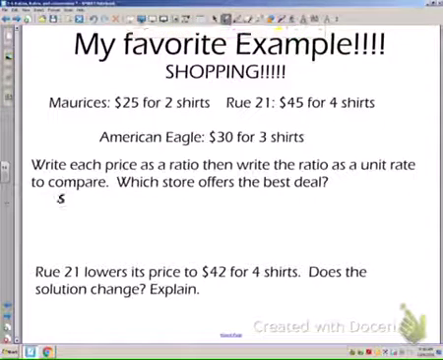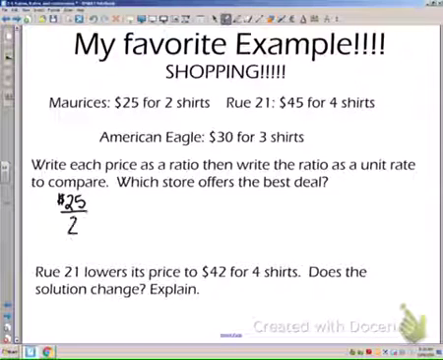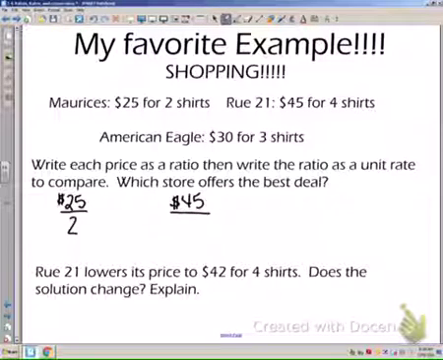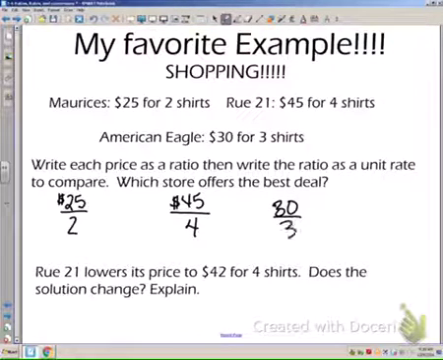So price per shirt, so it's 25 for 2. It's 45, once again, price per, this line, when I think of this line, I always think of per. Price per shirt. And then American Eagle, it is $30 for 3 shirts, so price per shirt.